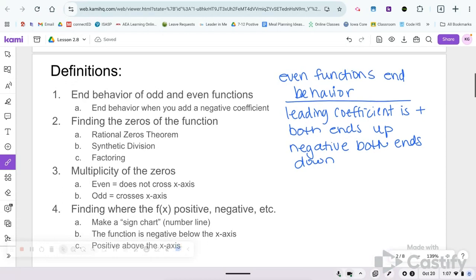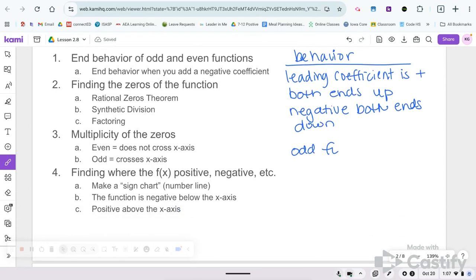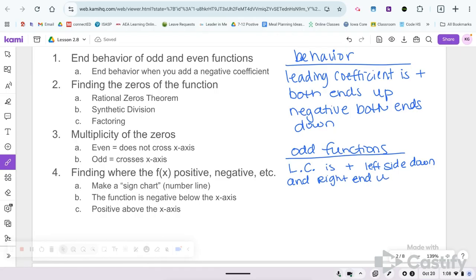And for odd functions, if the leading coefficient is positive, the left side down and right side up. I should be calling them ends, not sides. And if the leading coefficient is negative, it's reversed. Left end up, right end down.